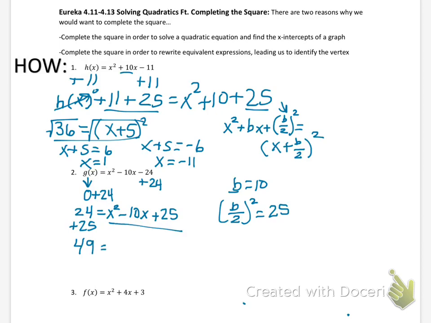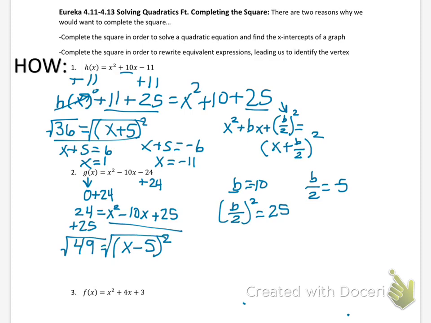This equation is going to be, oh, one thing to notice, my b here is negative 10, which is fine because this is still 25, but now we have x minus 5 squared because b over 2 is negative 5. Okay, so now we just solve it like we did yesterday.